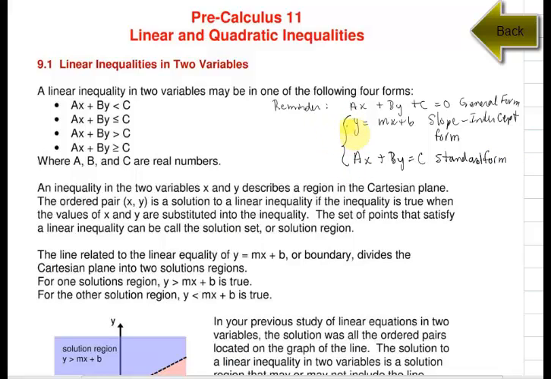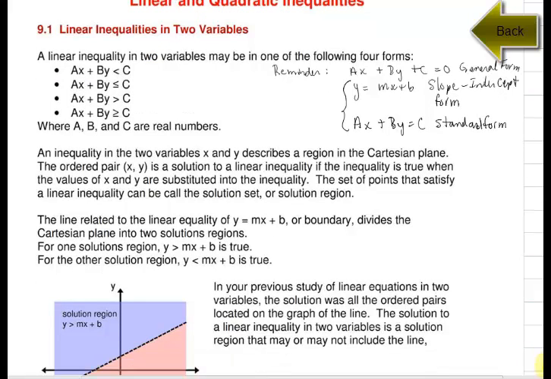Now, just to go over what linear inequalities in two variables are. An inequality in two variables, x and y, describes a region in the Cartesian plane. So we're talking about an area. Its solution would be the set of points that satisfies the linear inequality. We can call it a solution set or a solution region.